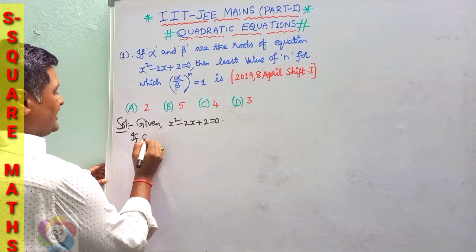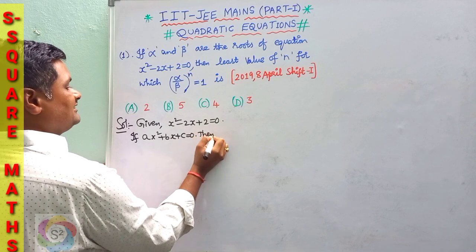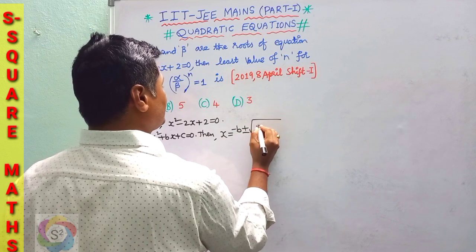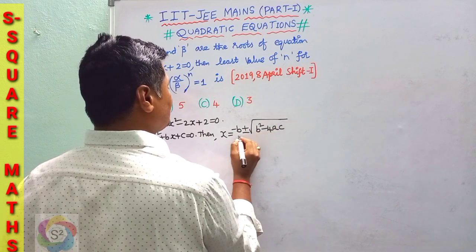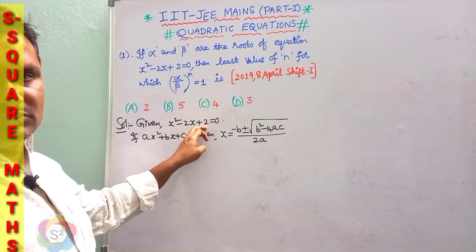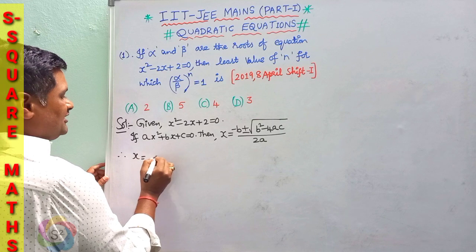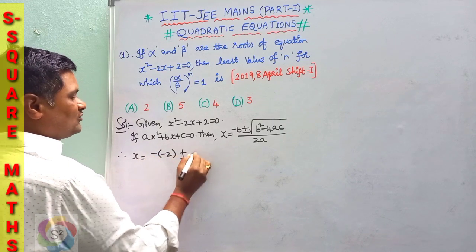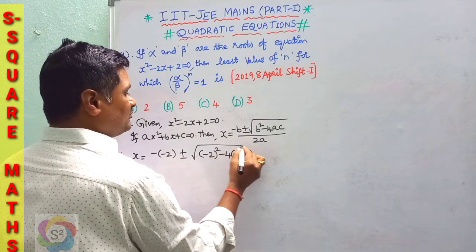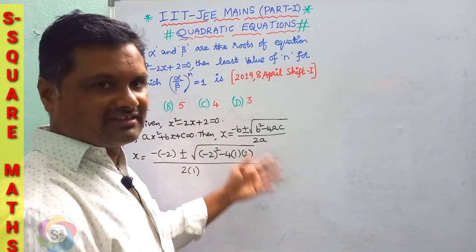If ax square plus bx plus c is equal to 0, then x is equal to minus b plus or minus root of b square minus 4ac by 2a. This is a formula you know very well. Now a is 1, b is minus 2 and c is 2. Directly we are going to substitute. Therefore x is minus of minus 2 plus or minus root of minus 2 whole square minus 4 into 1 into 2, by 2 into 1. So be careful while substituting the values.